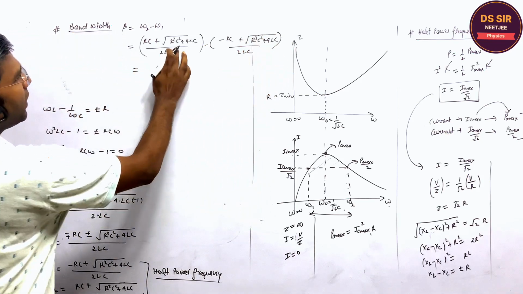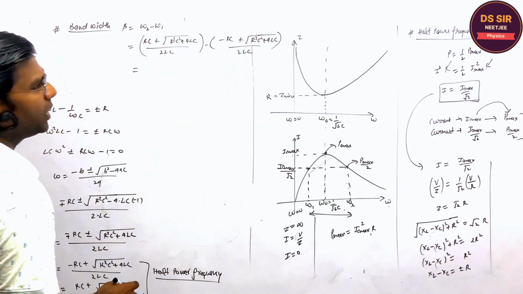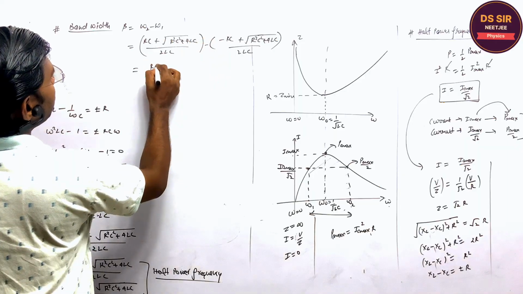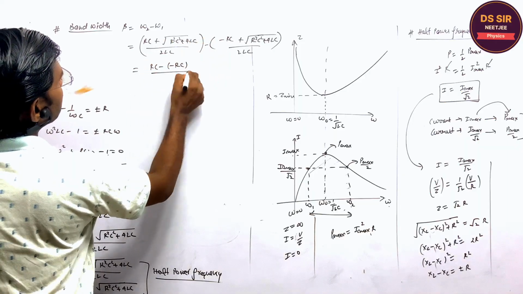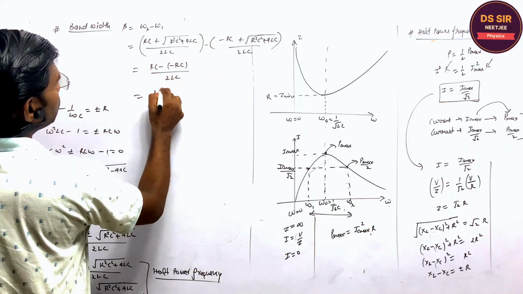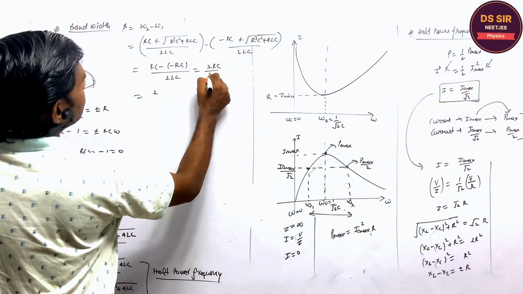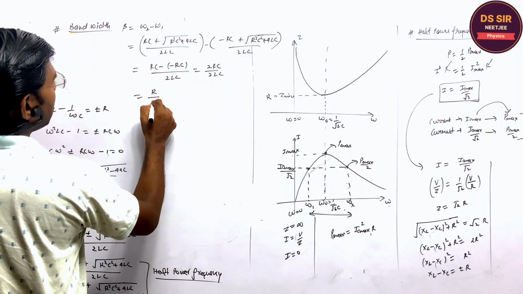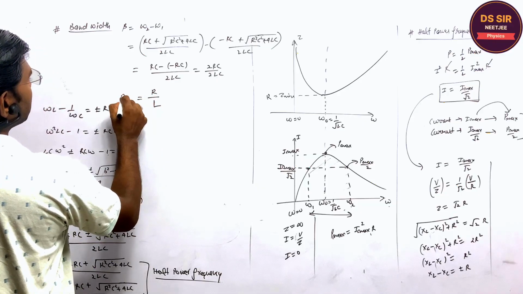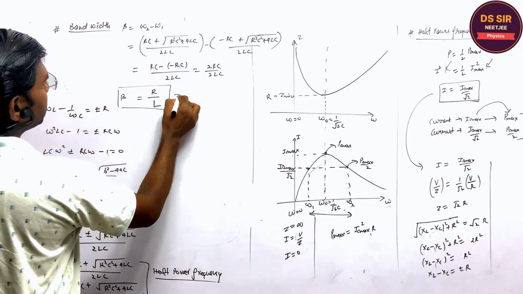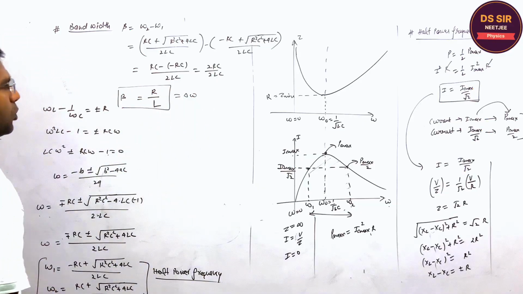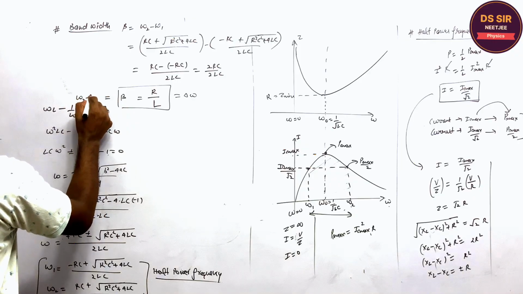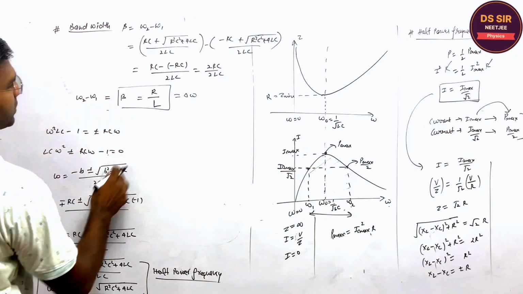When you simplify, this root square term will cancel out and it becomes RC minus RC upon 2LC. So this is 2RC upon 2LC. So the C's will cancel out. So R upon L is the bandwidth. This is the bandwidth, delta omega, right? Omega 2 minus omega 1 is the bandwidth of this circuit.